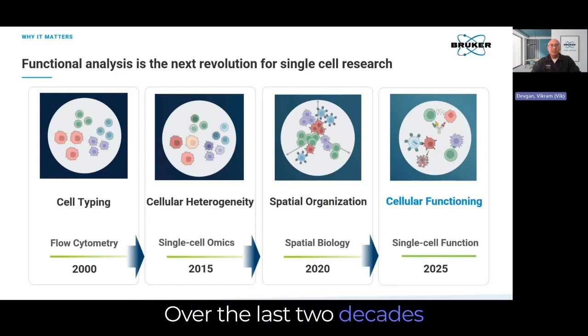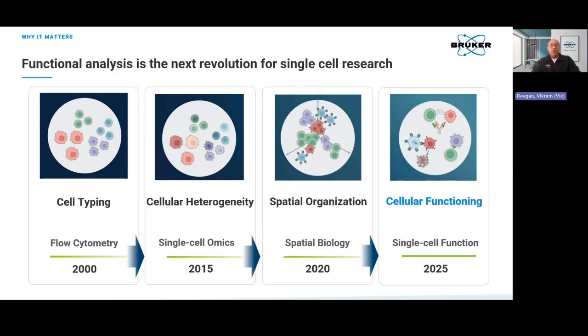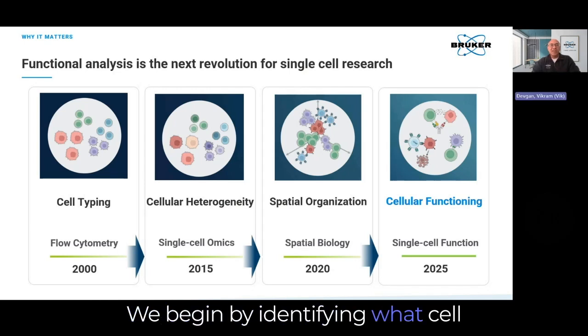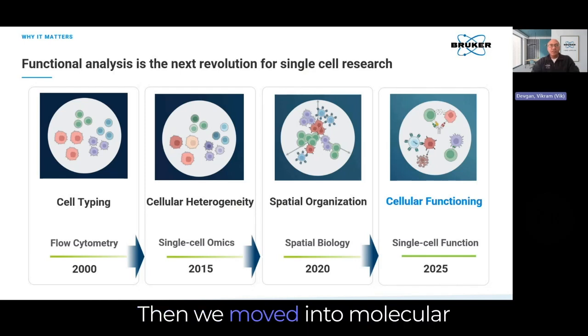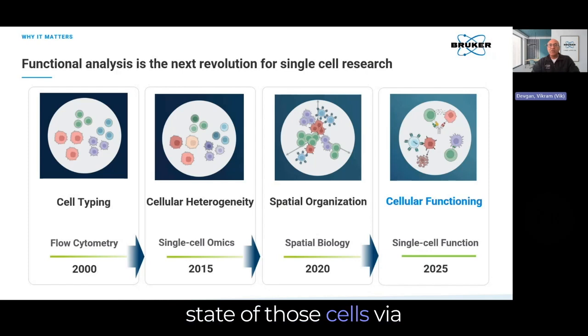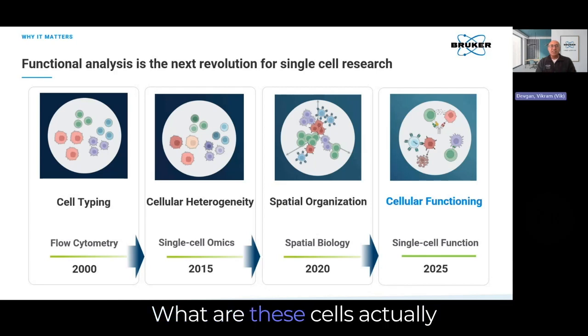Over the last 2 decades, we have seen remarkable progress in single-cell research. We began by identifying what cell types exist using flow cytometry. Then we moved into the molecular state of those cells via single-cell multiomics. Spatial biology helped us to understand where these cells reside and how they are organized in a tissue. But even with all this, one crucial question remained. What are these cells actually doing in real time?